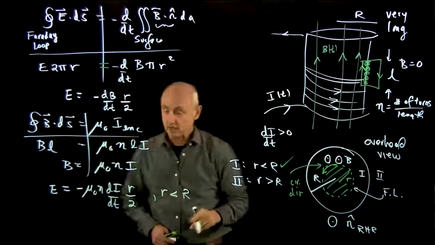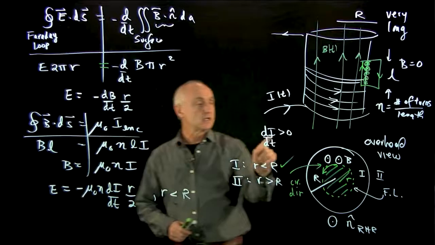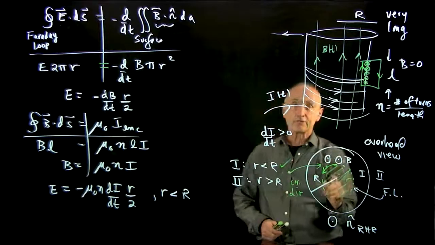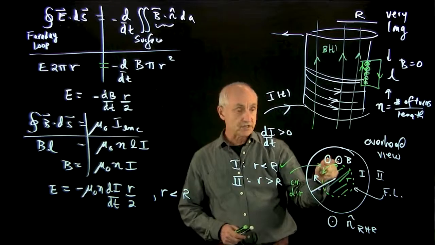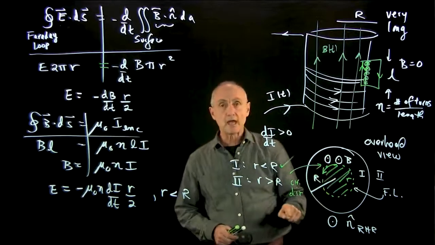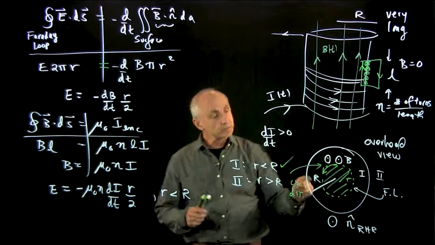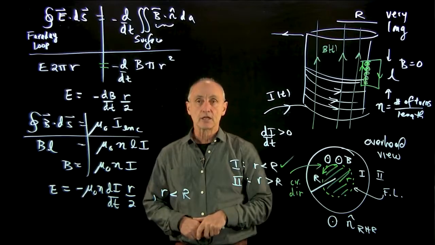And so what we see here is that if the current is increasing, that tells us that the flux from the B field is increasing. And so we should have an induced current. Well, we should have an electric field that is opposing that change. And so we'll examine that in our next calculation.